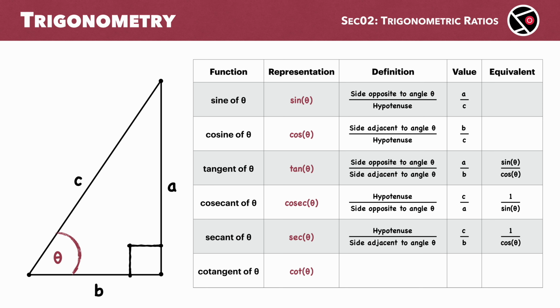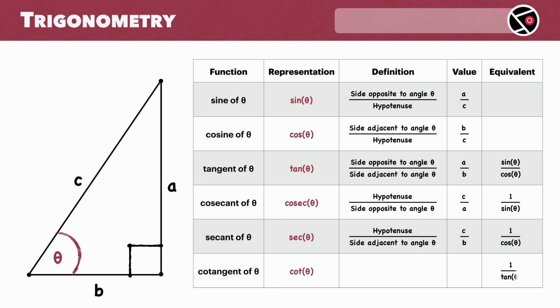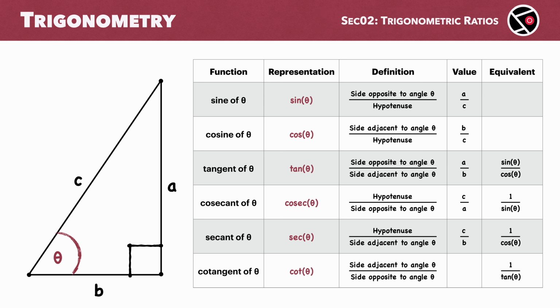Finally, we have cotangent of theta or cot theta. Cot is a reciprocal of tangent. It is the adjacent side divided by the opposite side. Cot theta is B by A for our triangle. Since tan theta was A by B, cot theta is simply the reciprocal. Now tan theta is sin theta by cos theta. So 1 by tan theta will be cos theta by sin theta.